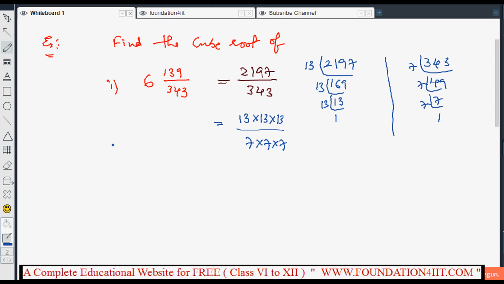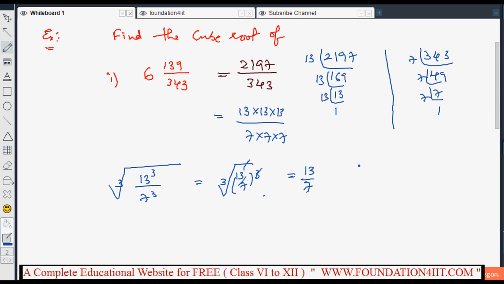So whenever you want the cube root of this, cube root of 13 into 13 into 13, that is 13 power 3 by 7 to the power 3. So cube root of 13 by 7 whole to the power 3. So the cube and cube root if we cancel, then that is 13 by 7. So 13 by 7 is the answer for 6 139 by 343.